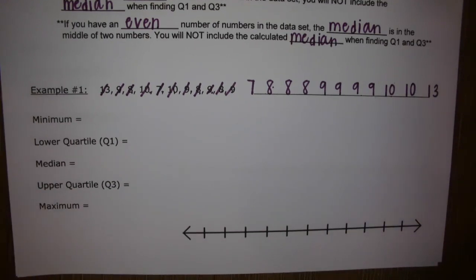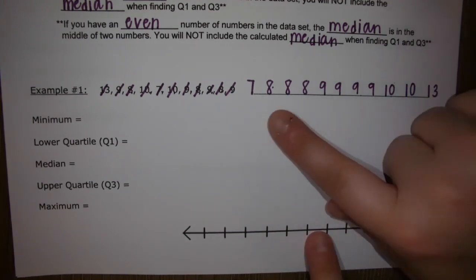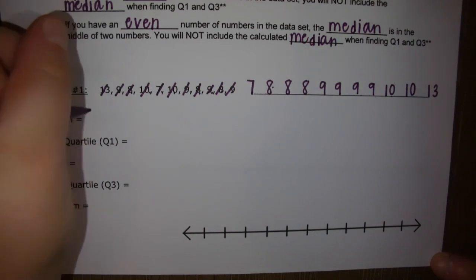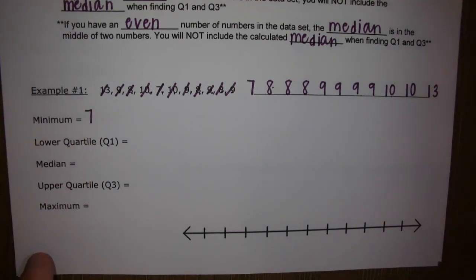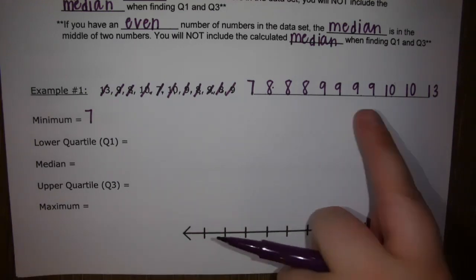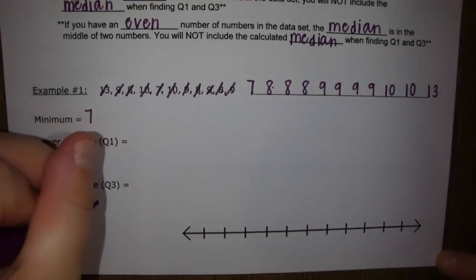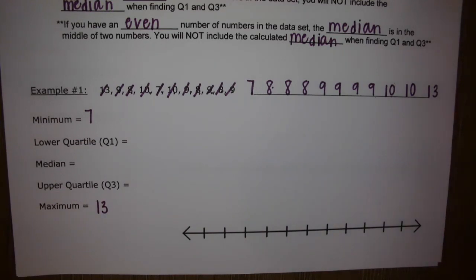Your minimum and your maximum are going to be the easiest ones to find. Minimum is just your lowest number, which in this data set is 7. Your maximum is not the lowest number, it's going to be the highest number, and in this case, it's going to be 13. 2 down, okay?